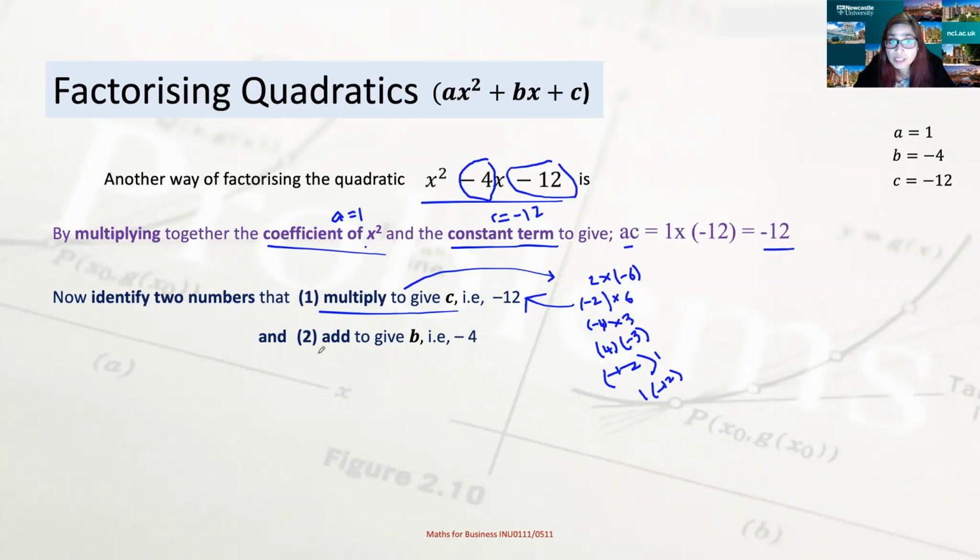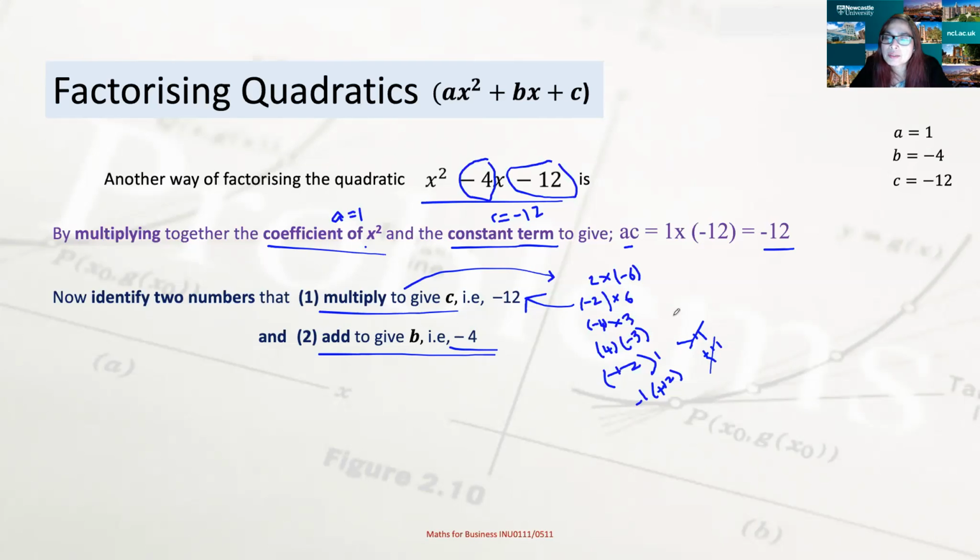Now I have to check which of these will add to give minus 4. So 1 plus minus 12, if I add, I'll get minus 11. So no, I don't want this. If I add minus 12 and 1, I've done the same thing, so I should do minus 1 plus 12 here. So I get plus 11, but that's wrong. I don't want this. Here I get minus 11. I don't want that. I want minus 4. When I add them, I should get minus 4.